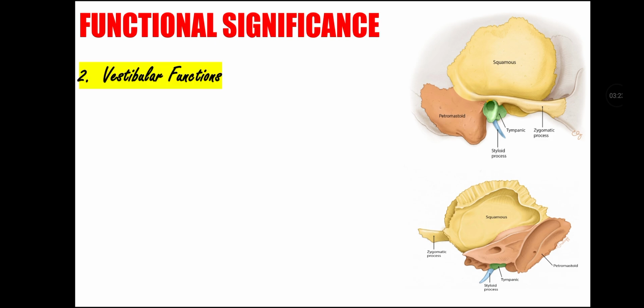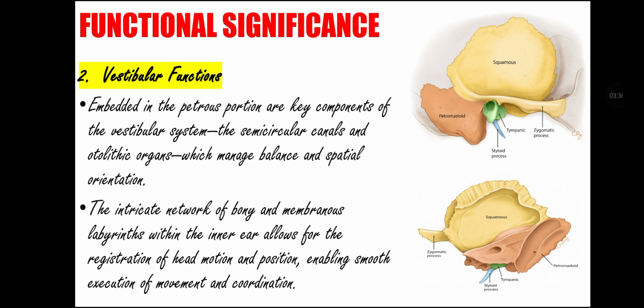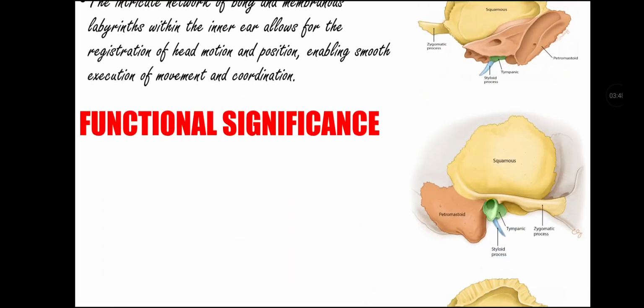Next significance is the vestibular function. Embedded in the petrous portion are key components of the vestibular system, the semicircular canals and otolithic organs, which manage balance and spatial orientation. The intricate network of bony and membranous labyrinths within the inner ear allows for the registration of head motion and position, enabling smooth execution of movements and coordination.